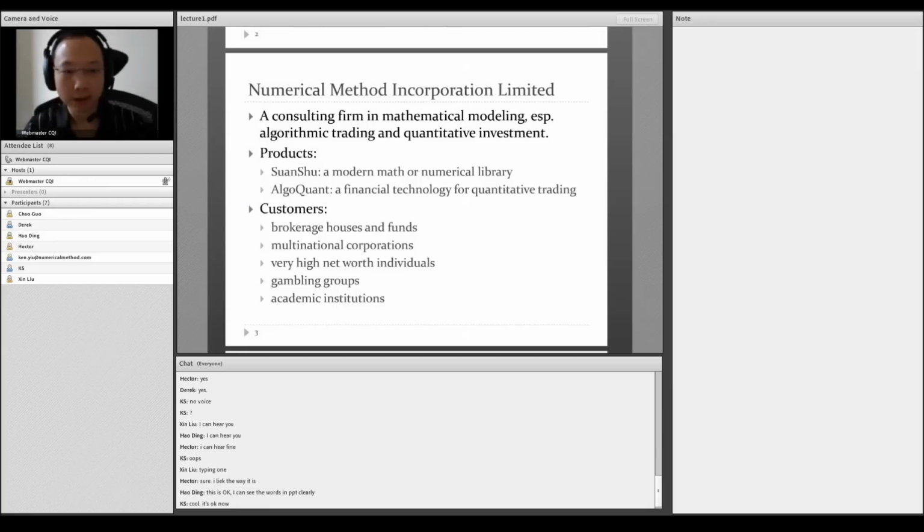Our customers are mainly hedge funds and brokerage houses. We also serve very high net worth individuals. Our business is not limited to finance, although we focus on finance, but we also do some non-financial work. For example, we build models for gambling groups in Las Vegas. We basically predict the outcomes of basketball and American football. Many academic institutions use our math software, and we'll be using Shanshu to do mathematics programming in this course too.